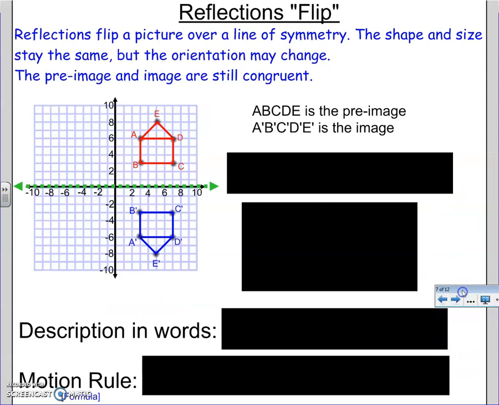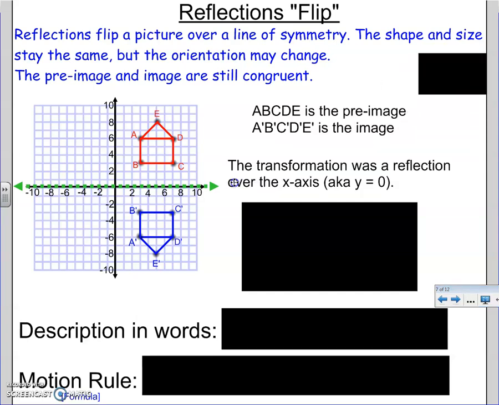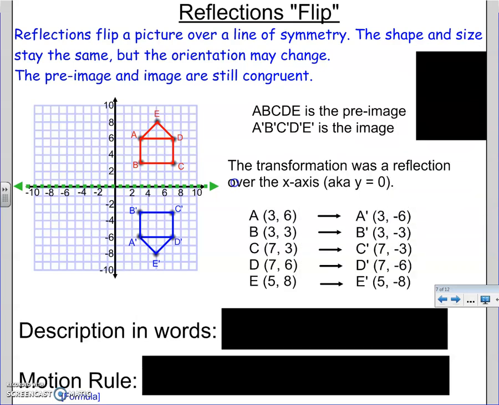Reflections are the flip. Reflections flip a picture over a line of symmetry. The size and shape stay the same, but the orientation may change. The pre-image and image are still congruent. So again here, A, B, C, D, E is the pre-image in red. A prime, B prime, C prime, D prime, E prime is the image in blue. Notice this is a transformation of a reflection over the x-axis, aka y equals 0. It's that green line.